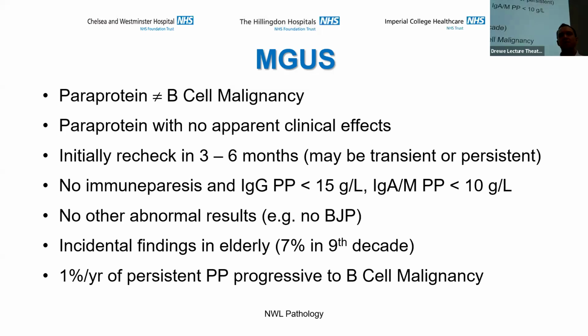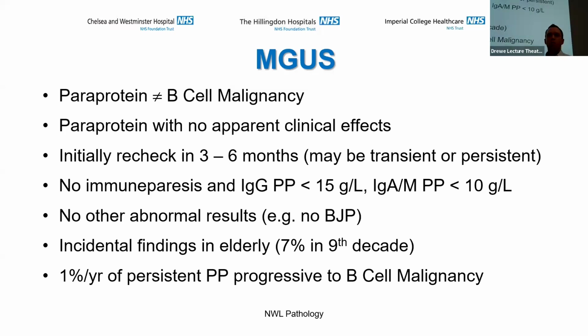Some of these MGUS paraproteins may well be transient. They can be related to other systemic conditions, and they can be seen quite widely through an aging population. They can be persistent, and they can remain every single time you monitor patients. We've seen some patients have MGUS for well over 10 years, very consistently.